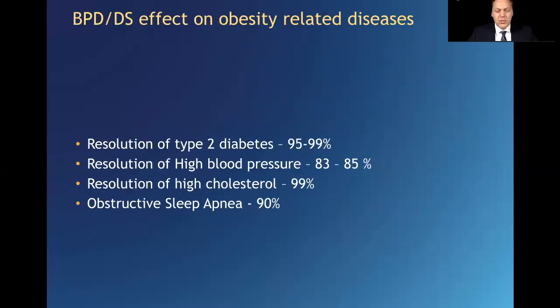Now, BPD duodenal switch results overall are very consistent in resolving metabolic problems. And these metabolic problems, as I was mentioning before, are type 2 diabetes, high blood pressure, and high cholesterol. Resolution of type 2 diabetes with BPD duodenal switch ranges from 95 to 99%. High blood pressure resolves in about 83 to 85%. Resolution of high cholesterol is up to 99%.